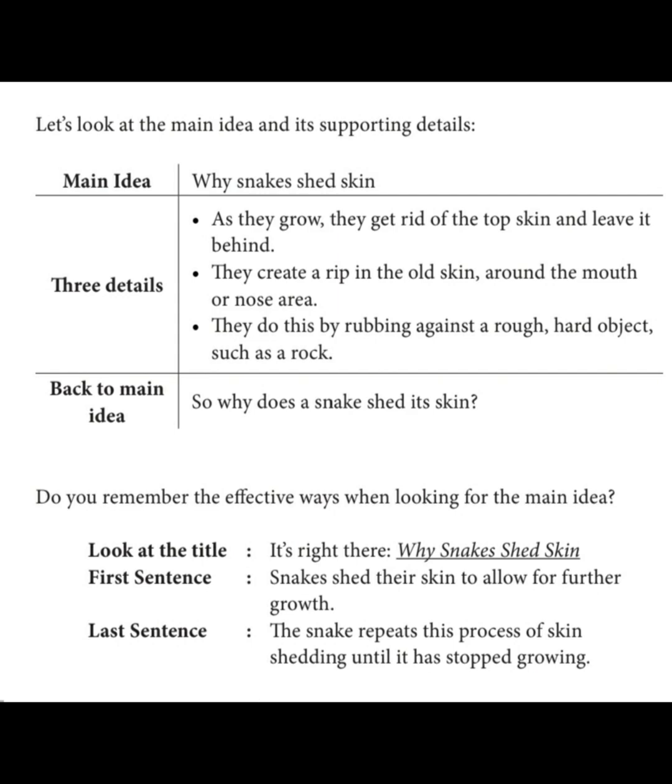Let's look at the main idea and its supporting details. Main idea: why snakes shed skin. Three details. As they grow, they get rid of the top skin and leave it behind. They create a rip in the old skin, around the mouth or nose area. They do this by rubbing against a rough, hard object, such as a rock.